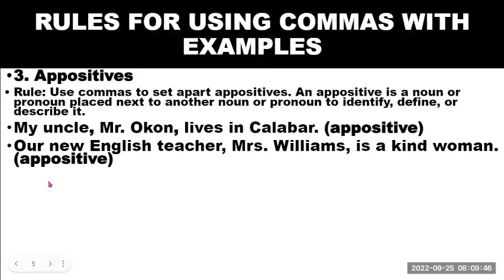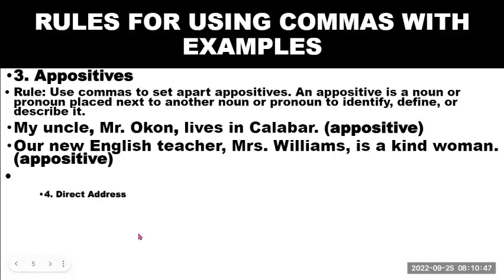Now, the second example: our new English teacher, Mrs. Williams, is a kind woman. Okay, so it's a similar thing. Our new English teacher, then we use a comma, Mrs. Williams. All right, so we use commas to set apart the appositive here. The appositive is Mrs. Williams, and this is the appositive of our English teacher. So what an appositive does is that it defines or describes the subject, identifies the subject. Who is our new English teacher? Mrs. Williams. Who is Mrs. Williams? Our new English teacher. Okay, so when we use an appositive, we use commas to set it off, and that's one of the functions that a comma performs in an English sentence.